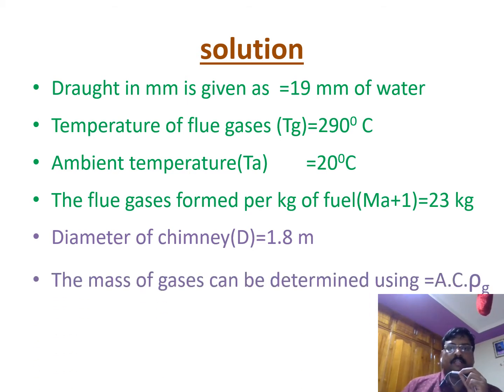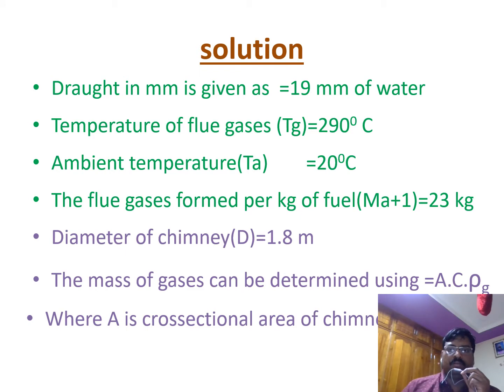Next, the mass discharge of gases can be determined. Discharge of gases from the chimney can be determined using the formula A into C into rho g, where A is the cross sectional area, C is the velocity and rho g is the density of hot flue gases. To determine the cross sectional area of the chimney, the formula is A equal to pi by 4 d square. Since the diameter of the chimney is known, we can substitute D equal to 1.8 meters and determine the cross sectional area of the chimney A.